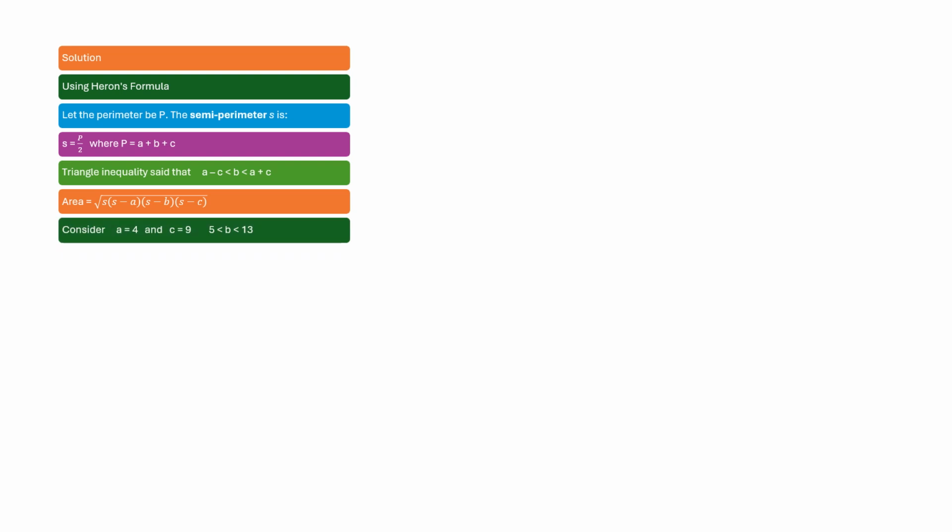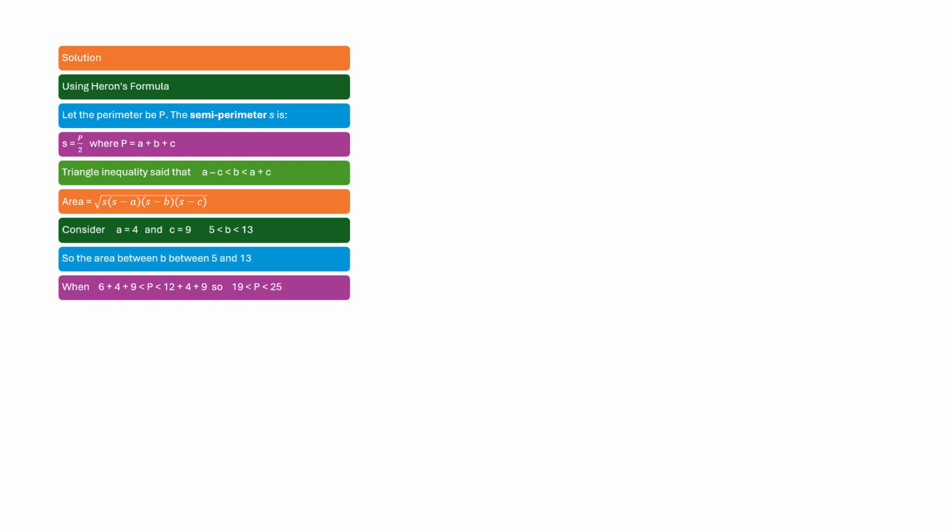Consider A is 4 in our example, and C is 9. So B is between the difference of 9 and 4, which is 5, and the sum of 9 plus 4, which is 13. So the third side must be between 5 and 13, not equal to 5 and not equal to 13, but between them. If we take a number between 5 and 13, the minimum one will be 6 because B is greater than 5.